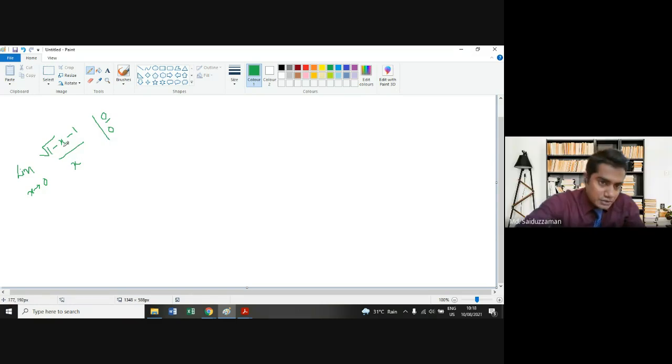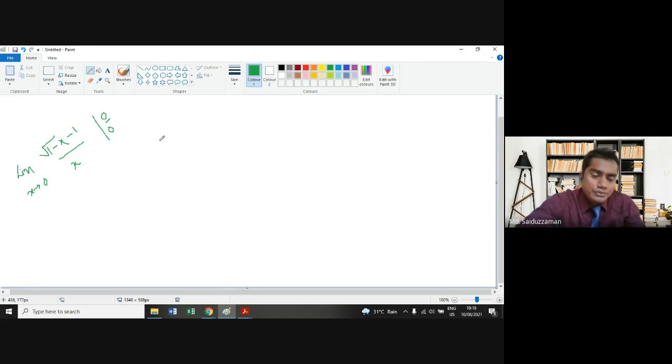If you put 0 here, then it will be square root of 1 minus 1. Square root of 1 means 1, so 1 minus 1 means 0 divided by 0. So we cannot solve in this way. So what is my goal? My goal is to simplify, if possible.